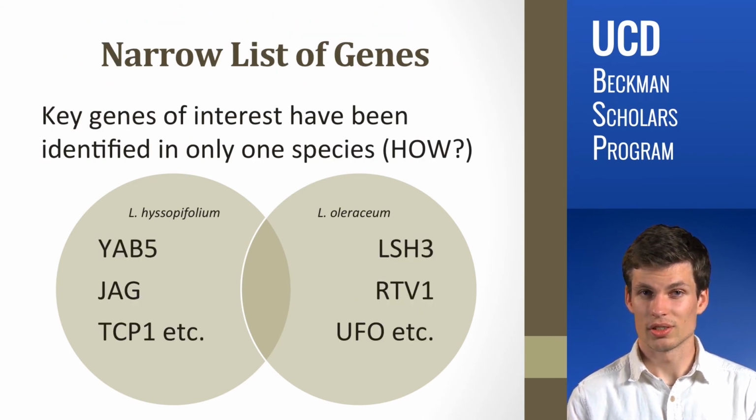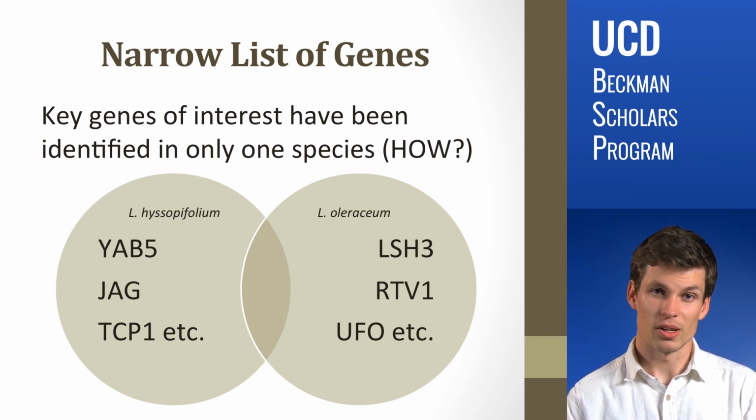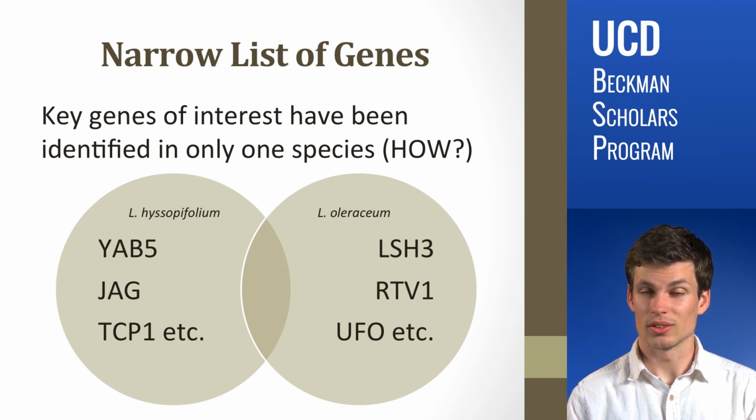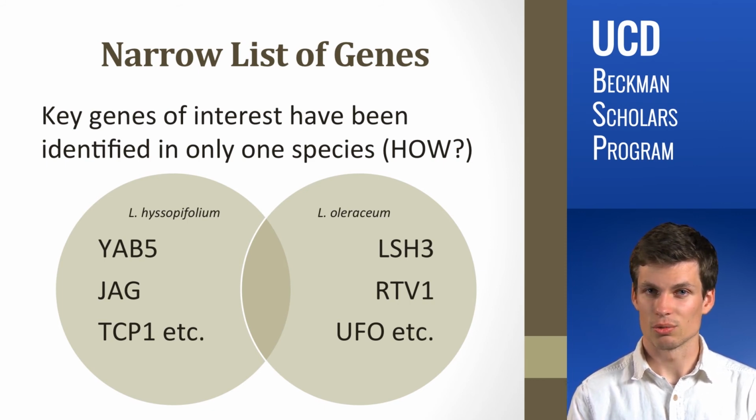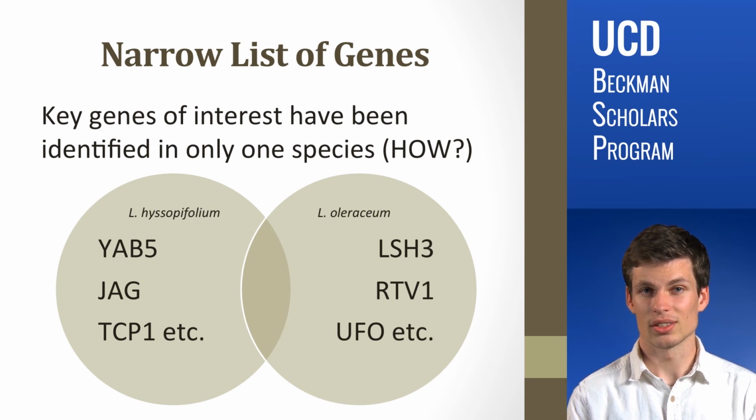Several intriguing genes, a few of which I have included here, are among these uniquely present annotated contigs. YAB5, for instance, is involved in activating leaf lamina growth. LSH3 is known to be involved in regulating leaf complexity. And these are just a few genes of many that will likely find a place in our ongoing analyses.